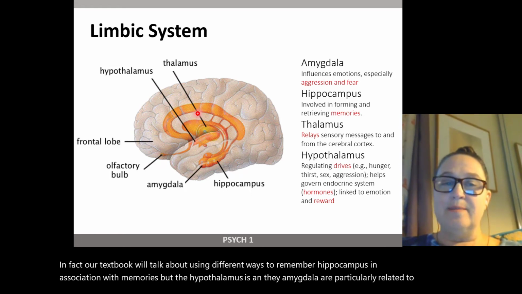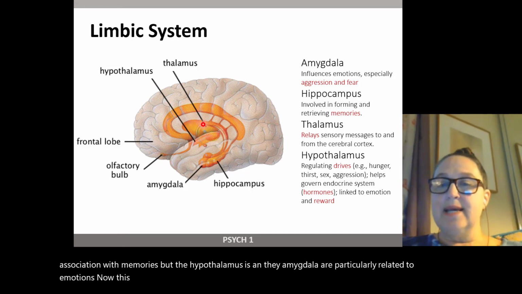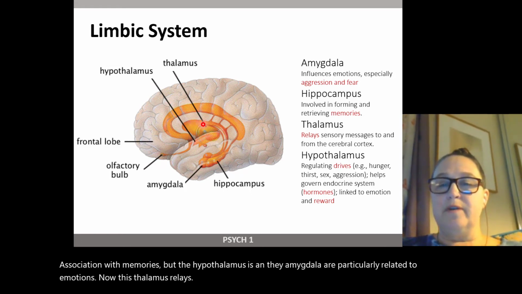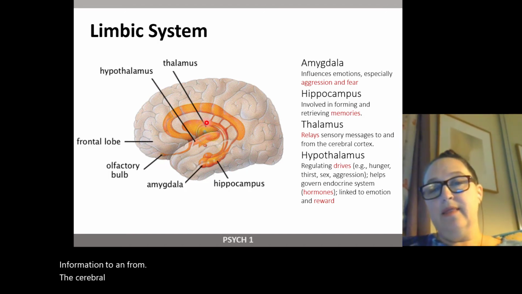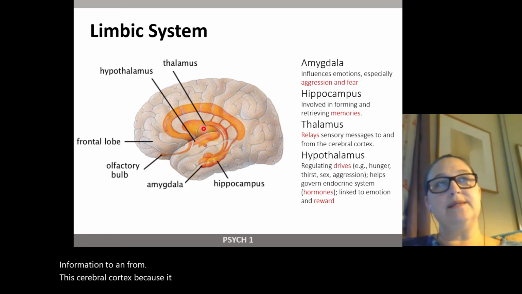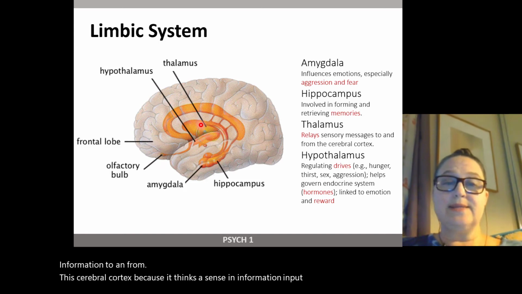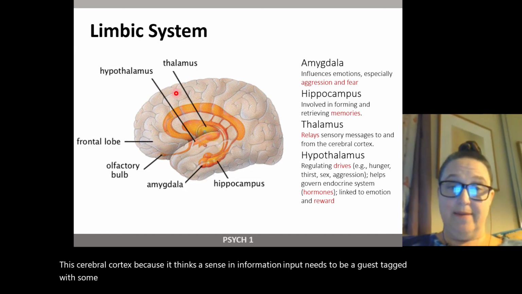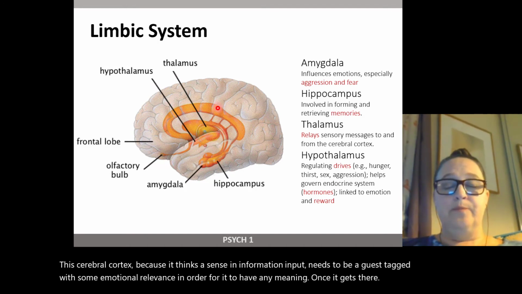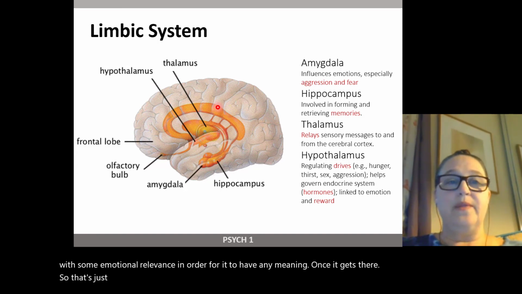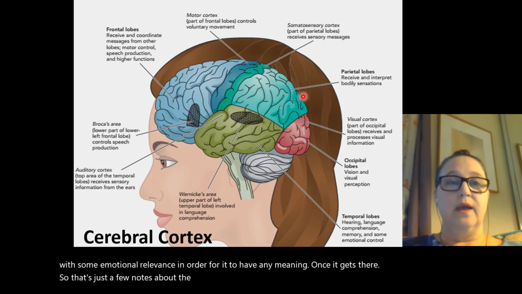Now, this thalamus relays information to and from the cerebral cortex, because it thinks information input needs to be, I guess, tagged with some emotional relevance in order for it to have any meaning once it gets there. So that's just a few notes about the limbic system. And now I want to talk about the cerebral cortex.